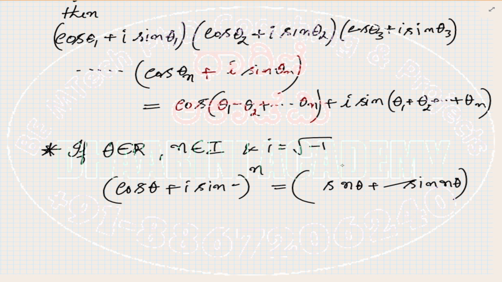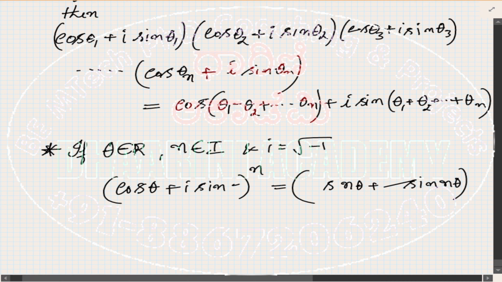Okay, so the function becomes the following notation: (cos theta plus i sin theta) to the power n is equal to cos n theta plus i sin n theta. So there is i into sin n theta.